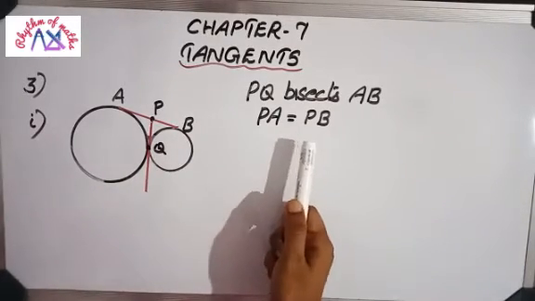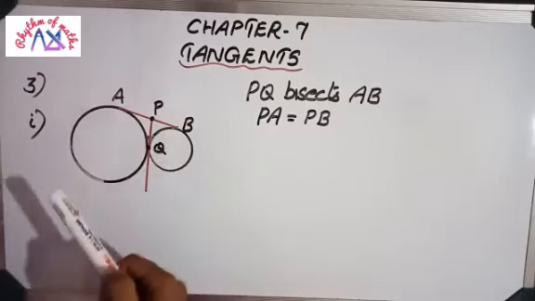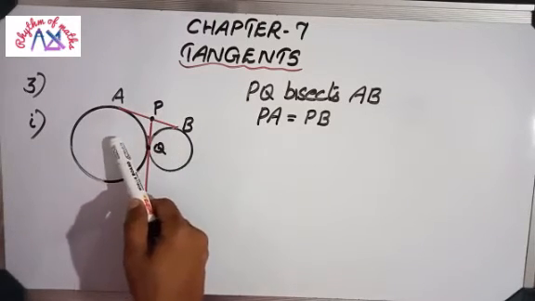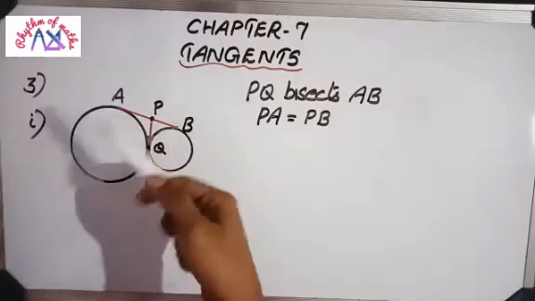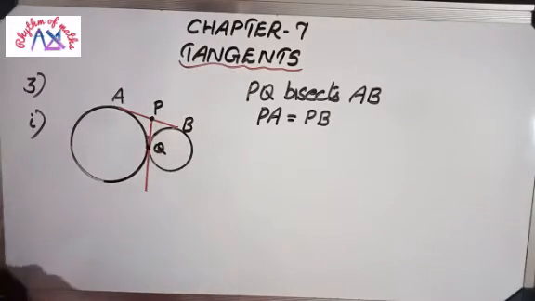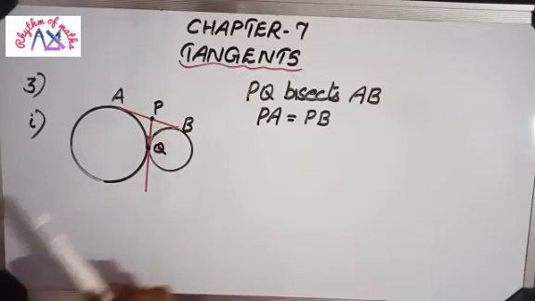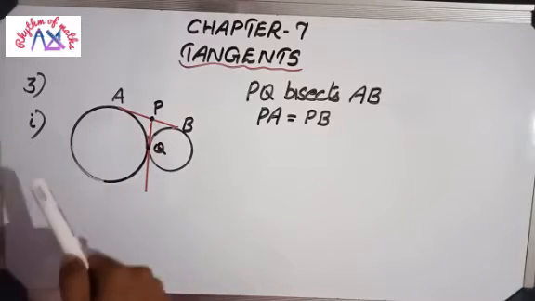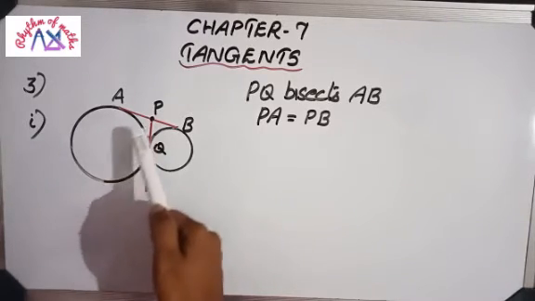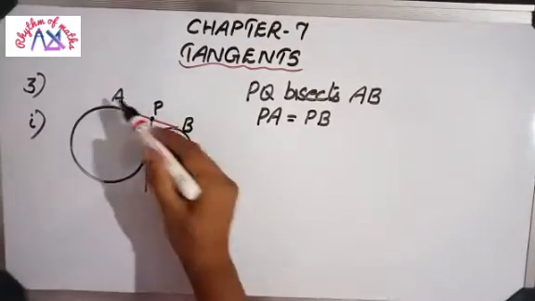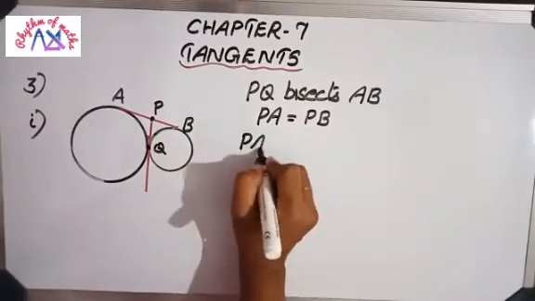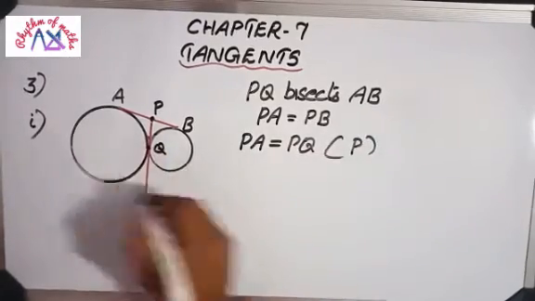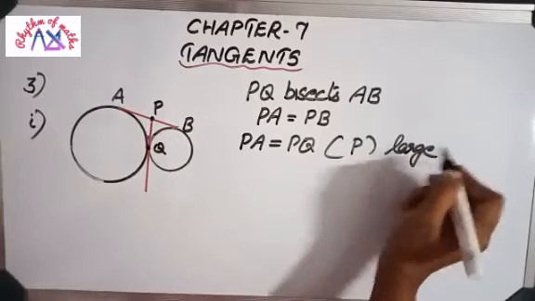So for that, first of all, consider the point P. This point P is outside the large circle and outside the small circle. Common point P. Now from the outside point we can draw two tangents to the circle. So for the first circle, which are the equal tangents from the point P? PA and PQ. PA equal to PQ. Both are from the point P to the large circle.